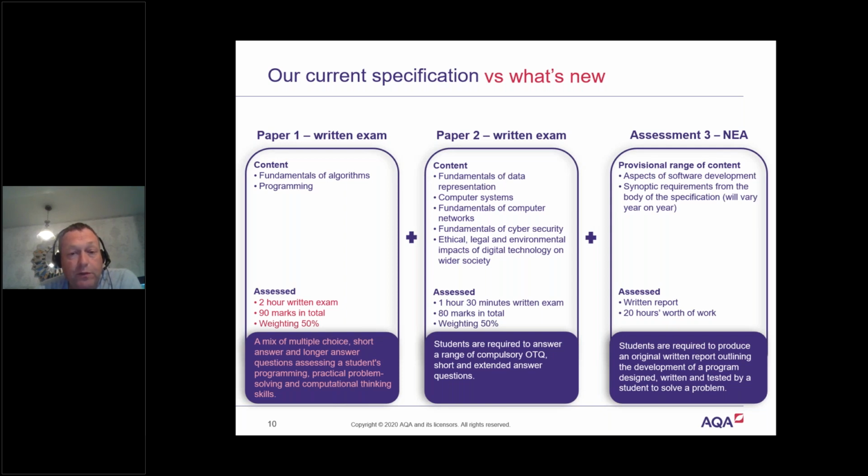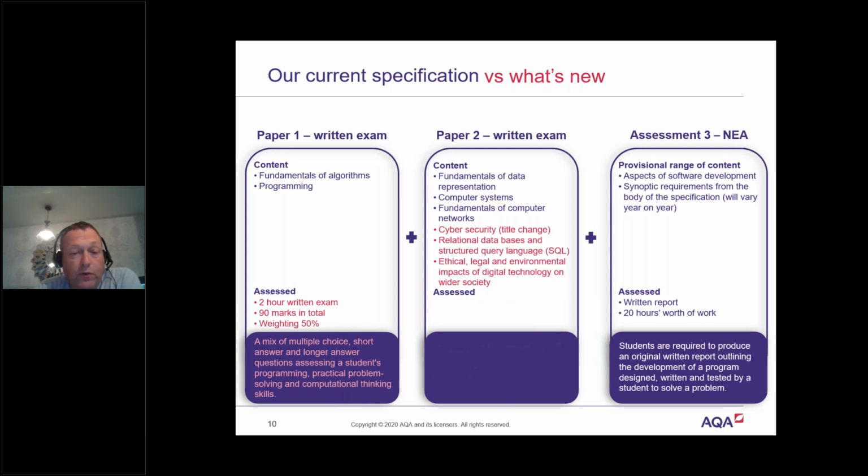So in paper two, we've made a few changes in terms of the content. We've included the relational databases. We've also changed the title of the cybersecurity section. The assessment itself has changed as well. It's gone up from 1 hour and 30 minutes to 1 hour and 45 minutes. We've increased the number of marks from 80 to 90, but again, it has a 50% weighting.